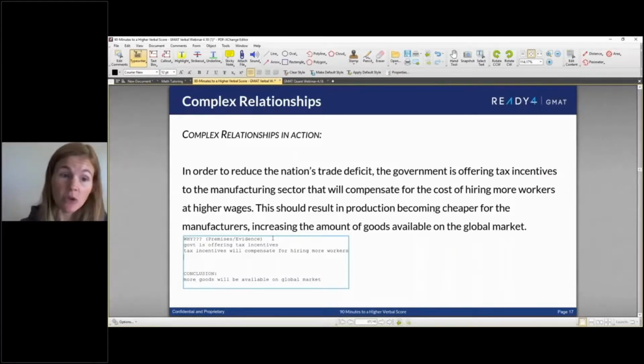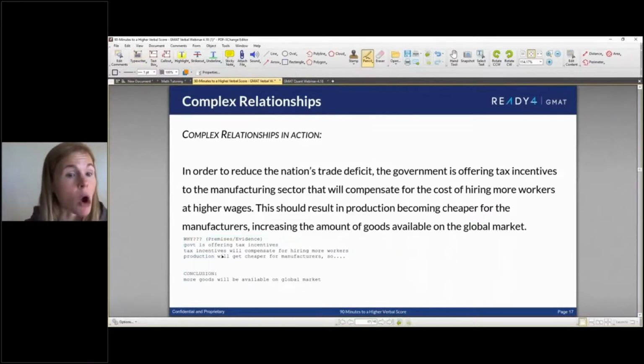Then we have this sort of intermediate conclusion here: production will get cheaper for manufacturers. And that's when we get down here: more goods will be available on the global market. So this is the argument that the author is making. What I've left in here is a big white space, and this is where the assumptions go. This is where we're going to put our assumptions.